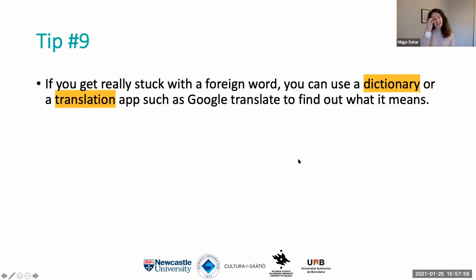And our final tip to learn a language is if you get really stuck with a foreign word, you can use a dictionary or a translation app such as Google Translate to find out what it means.